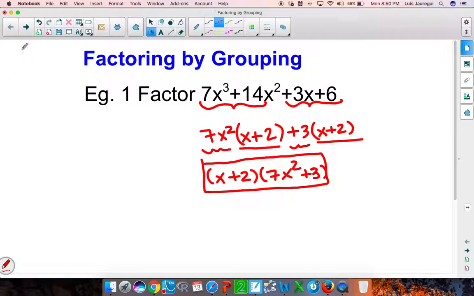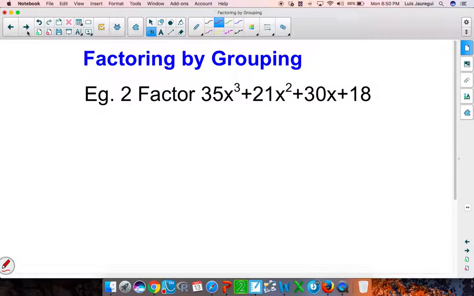So let's go ahead and do another example. Let's take a look at example 2. Factor 35x cubed plus 21x squared plus 30x plus 18. Again, the first thing we should do is go ahead and take a look at the greatest common factor of all the 4 terms in here. One more time, the greatest common factor of 35x cubed, 21x squared, 30x, and 18 happens to be 1. Therefore, what we can do, we can just start by grouping them into pairs in this case, okay?